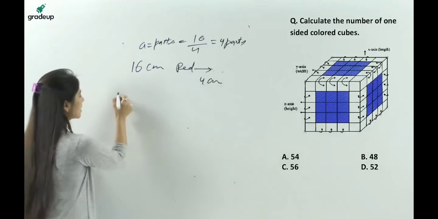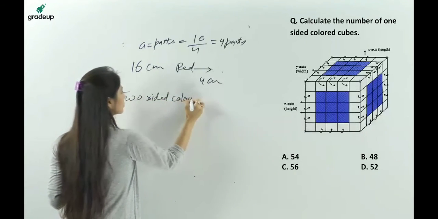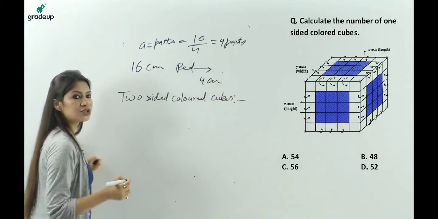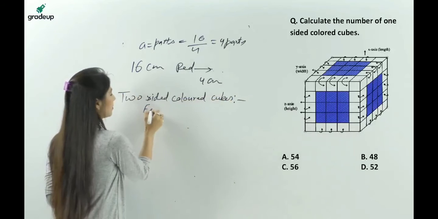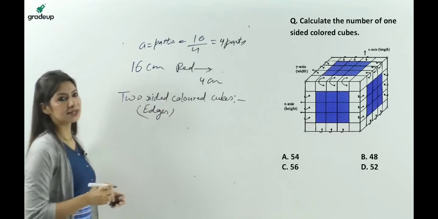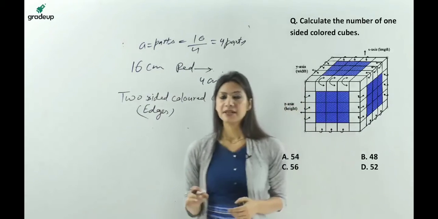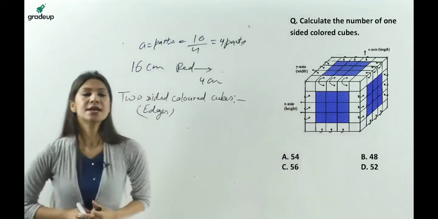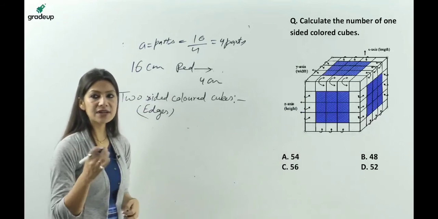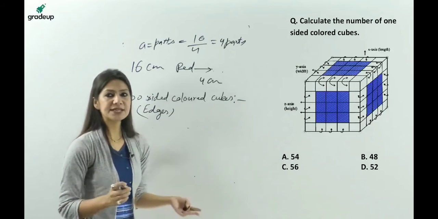Calculate two-sided colored cubes. So a two-sided colored cube you cannot find on the surface, but it is on the edges, right? Two-sided colored cubes you can find are always on the edges. Fine. Now the next point, student, is whether a two-sided colored cube is on the edge. Definitely 64, Vinay. Just wait. Let me complete these points. I will come back to that.